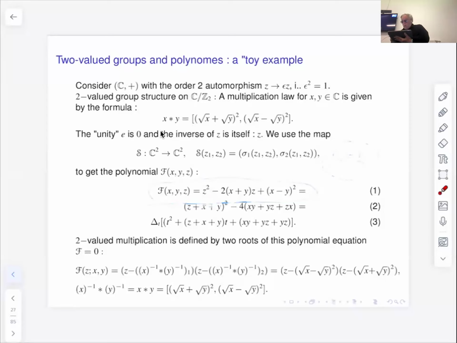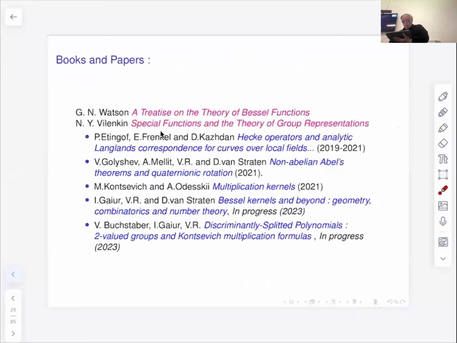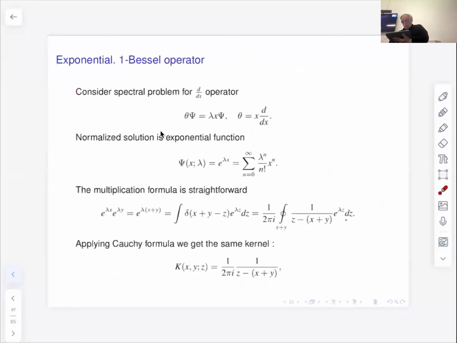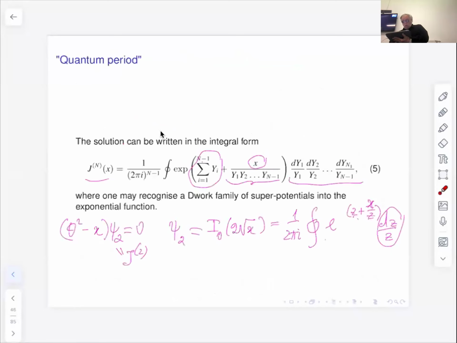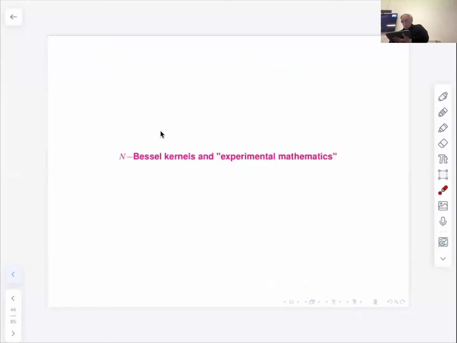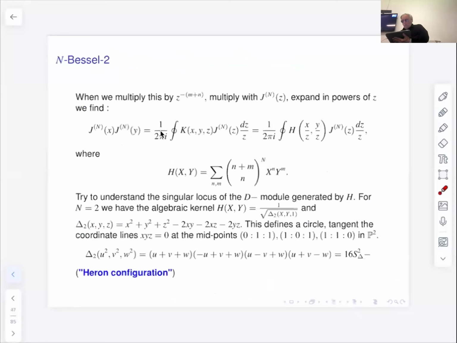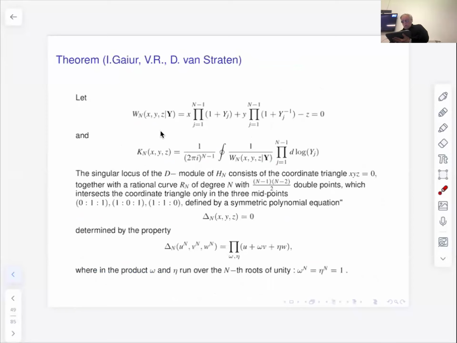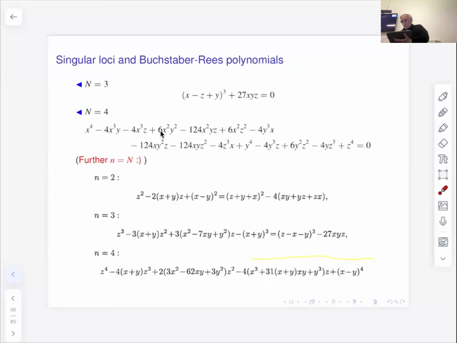In a similar way, all polynomials which I obtained from the zero locus of my kernel define an n-valued group law.